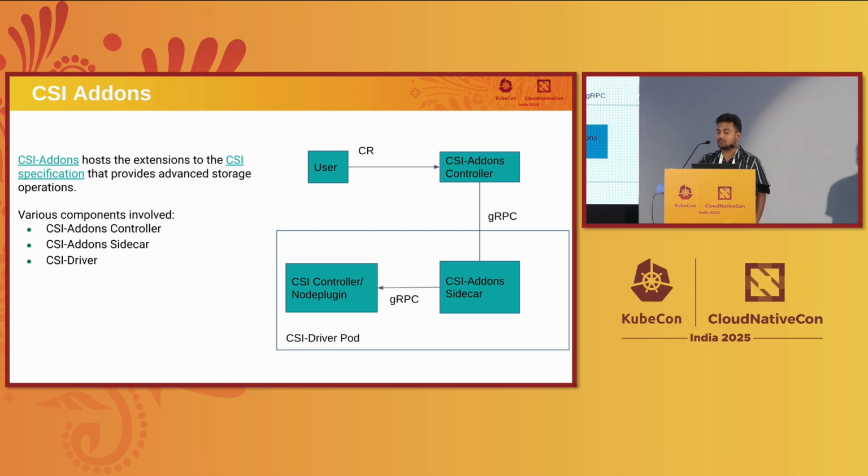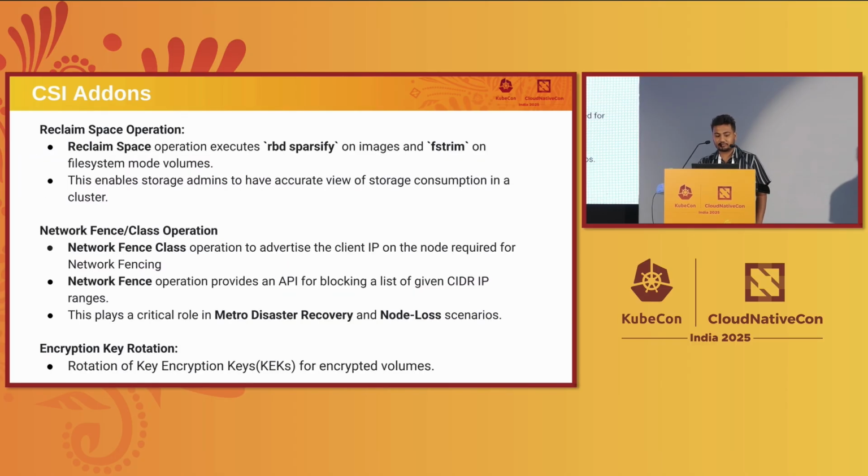Then there is a CSI add-ons sidecar, which runs alongside the CSI driver as a container and interacts with the CSI add-ons controller through gRPC. Whatever operations are executed on the Kubernetes cluster can be relayed to the Ceph cluster through the CSI driver that we have. So let's move ahead to the set of operations that CSI add-ons provide in addition to the CSI interface that we already have, starting with the reclaim space operation.